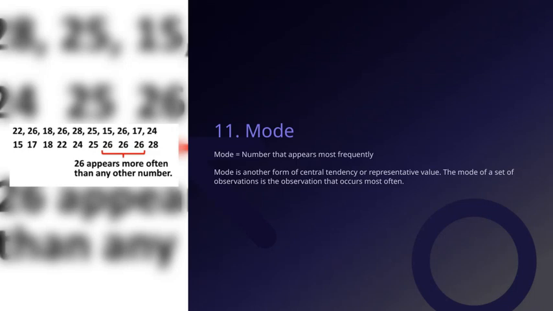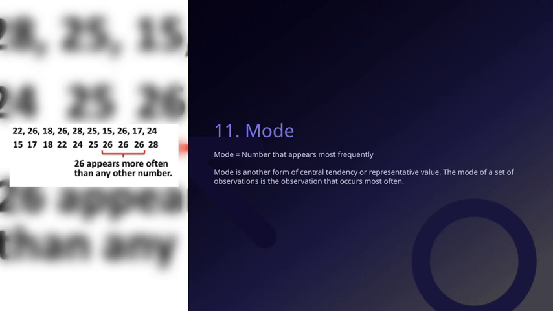Now, let's talk about the mode, which is another important measure of central tendency. The mode is simply the number that appears most frequently in a data set. It helps us identify the most common value or the most typical observation. What's interesting about the mode is that it can be used with any type of data, nominal, ordinal, or even numerical. It's particularly useful when we want to know what value occurs most often, like the most popular product size or the most common survey response.